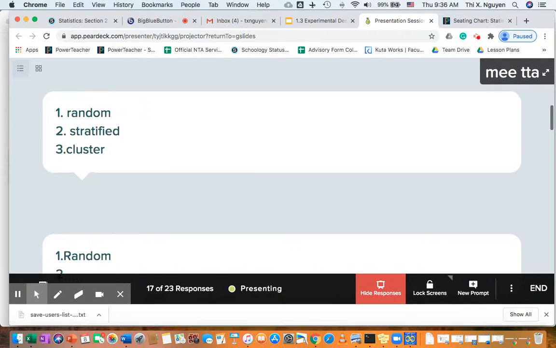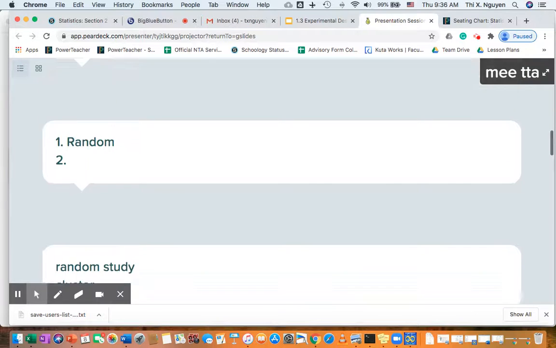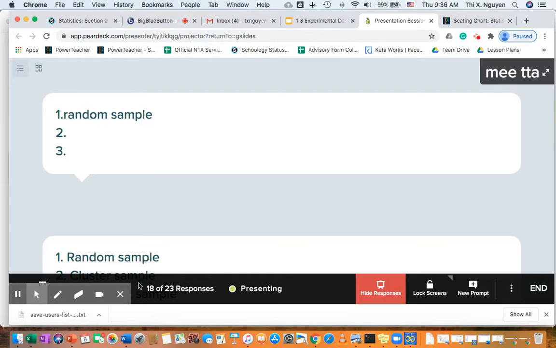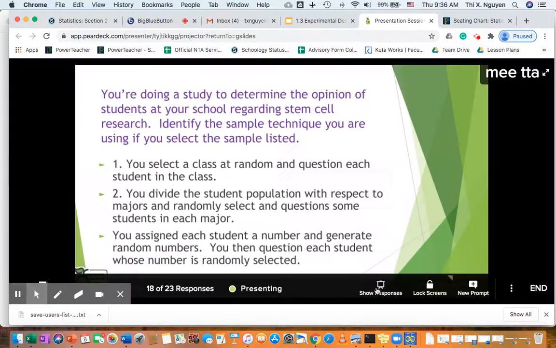So you put random. Okay, I can agree with you. But number 1 should be cluster. Okay. It's not easy. I know it's not easy. So you will have time today to work with your peers and figure out what to do. We'll do it next time.